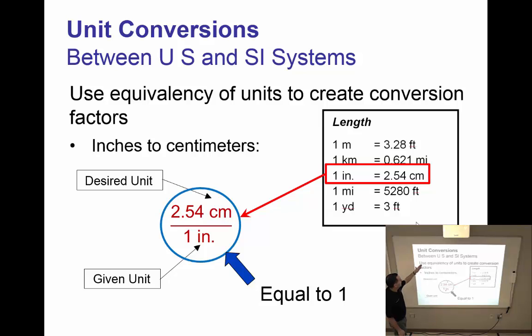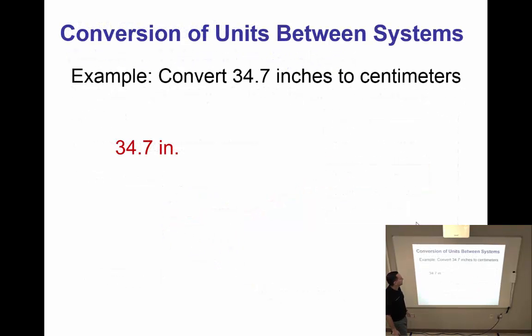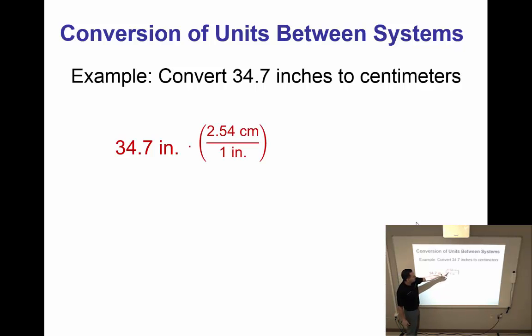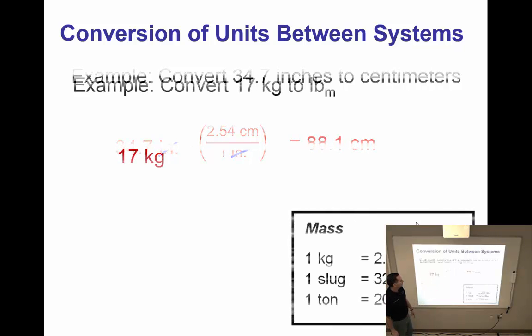Nothing changes though, even if we're converting between units. Desired units on top, given units on the bottom, must be equal to 1. That is the conversion factor. So let's do some examples then. 34.7 inches, I want to convert that to centimeters. I write my conversion factor. This comes right from the chart, 2.54 centimeters over 1 inch. This is equal to 1. My inches will cancel out. I'll multiply through, and I get 88.1 centimeters.